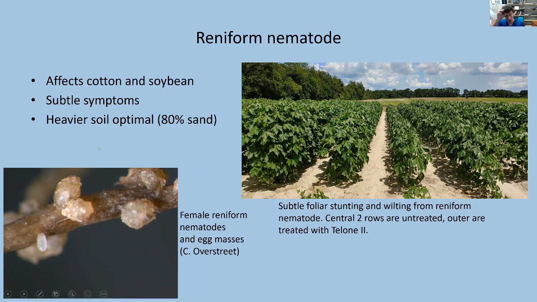In contrast to sting nematode, this one can do pretty well in heavier soils. Some publications have put about 80% sand as the optimal rate for this one. There are a number of other nematodes in row crops, but these are kind of the major ones.